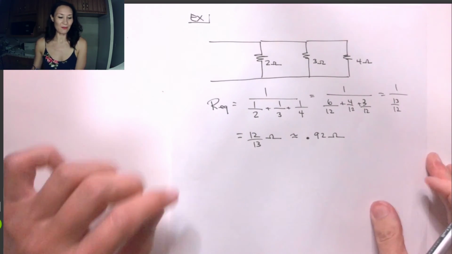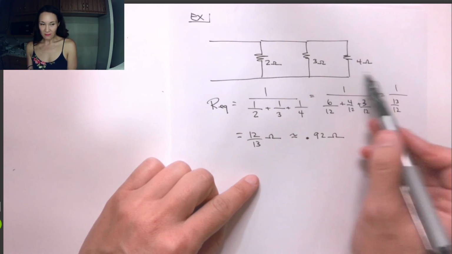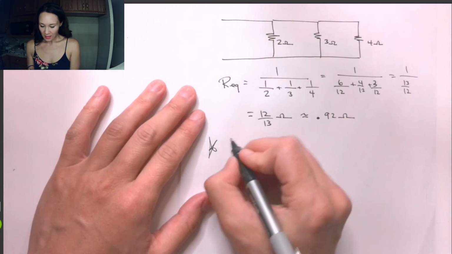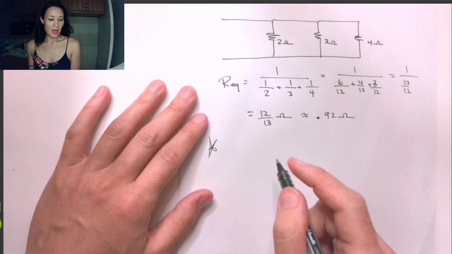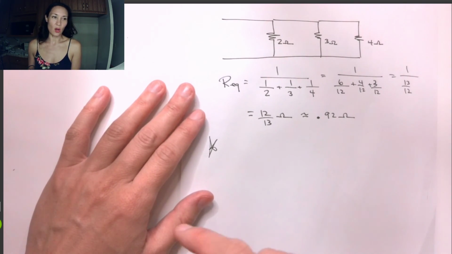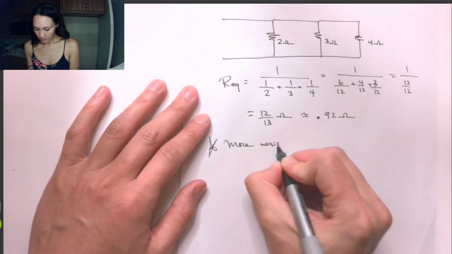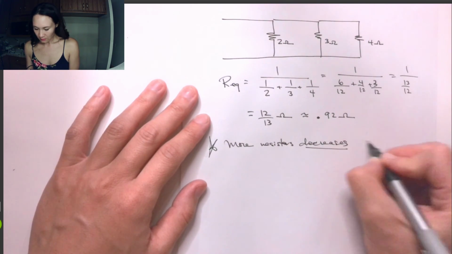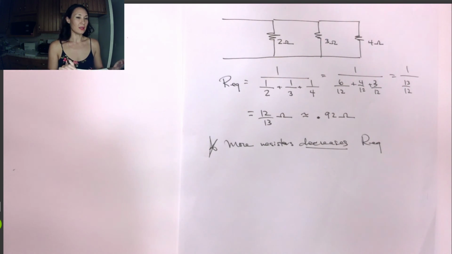So let's think about that for a second. This is a little bit less than 1 ohm, which is less than all of these resistors. So it turns out, because of the reciprocal relationship for R equivalent, adding more resistors in parallel actually decreases the overall resistance. So more resistors decreases R equivalent when resistors are oriented in parallel.